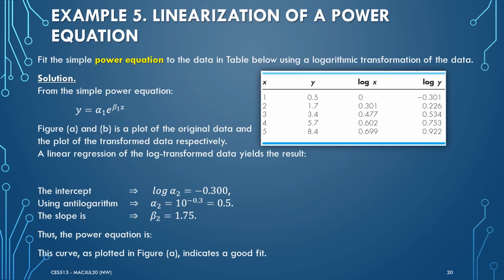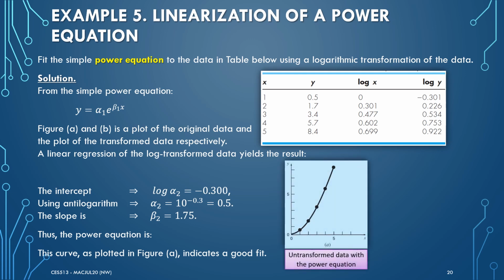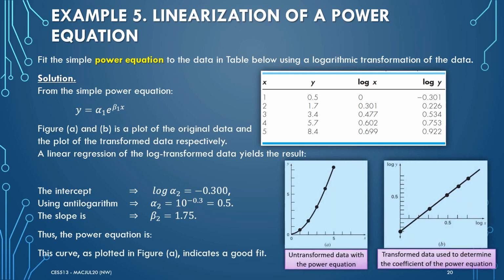So now we look at example 5 for the linearization of a power equation. The question is, fit the simple power equation to the data in the table below using a logarithmic transformation of the data. The table is given in the picture. For the solution, from the simple power equation y equal to alpha 2 x to the power of beta 2, figures A and B here are a plot of the original data and the plot of transformed data respectively.